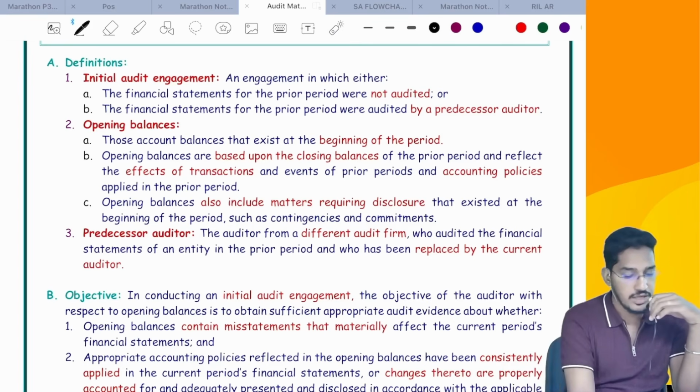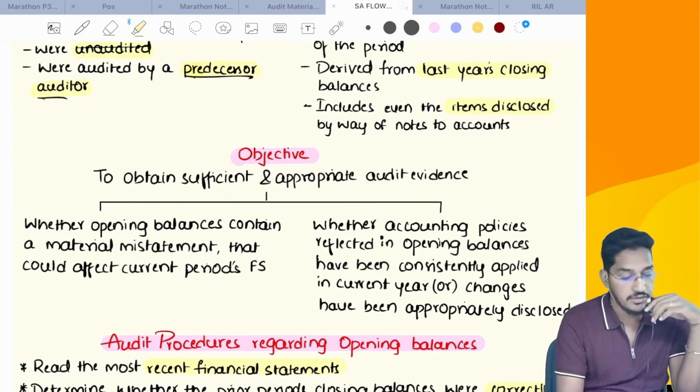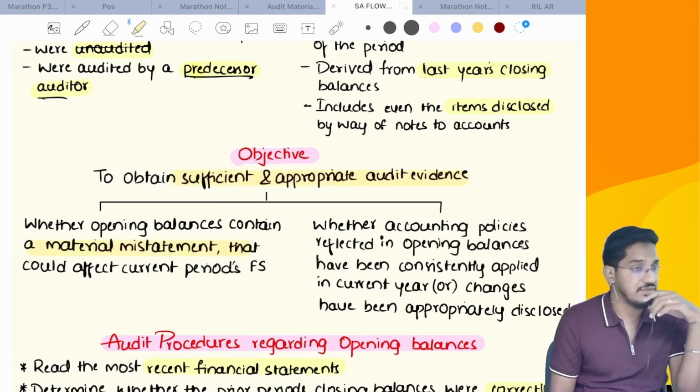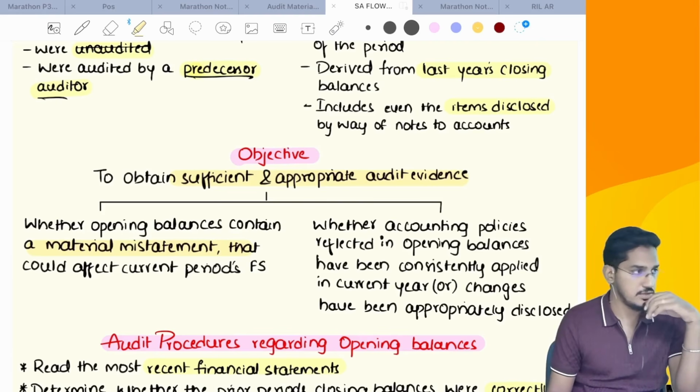The same thing they will try to say in the objectives also. What this standard is expecting from the auditor is two things. Number one, obtain sufficient and appropriate audit evidence whether opening balances contain a material misstatement that could affect the current period financial statements. Definitely, when the opening balances contain a misstatement, that is obviously going to affect my closing balances also. So that's why you need to obtain sufficient and appropriate audit evidence whether opening balances contain a misstatement that could affect the current period's financial statements. You need to obtain evidence regarding that.